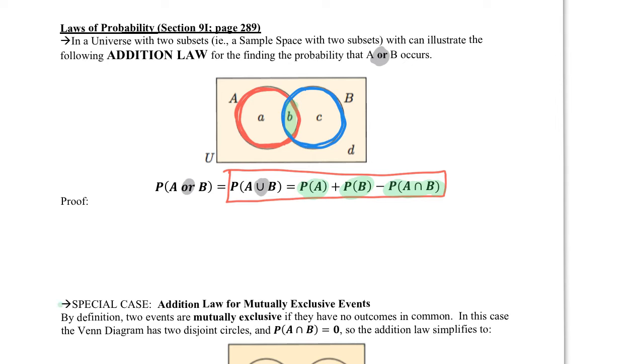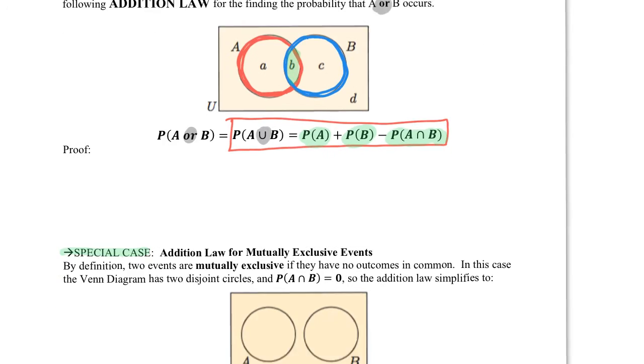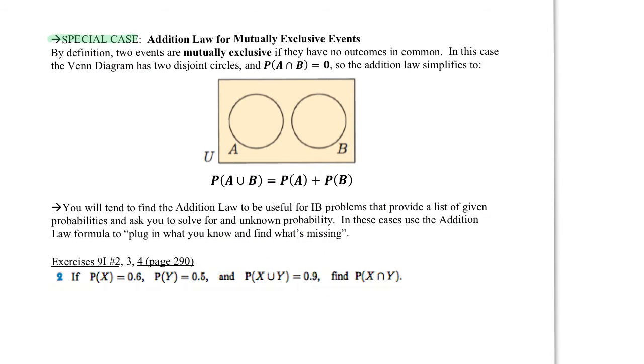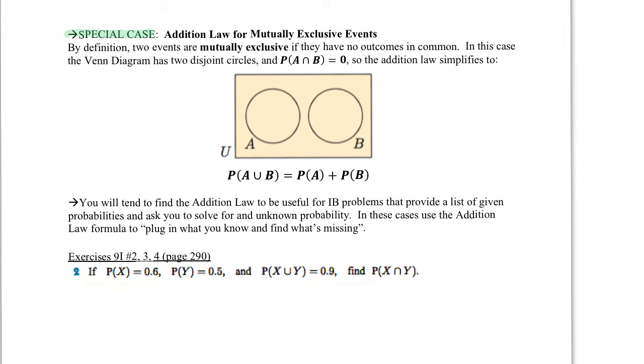Now a special case of the addition rule, following along down here, is the addition law for mutually exclusive events. In mutually exclusive events, you've previously learned that they have no outcomes in common, so the intersection probability, the probability that A and B both occur, equals 0. So in this case, when we add up the probability of event A happening plus the probability of B happening, there's nothing to minus off. So we'll have the special case that the probability of A union B is just found by summing P of A plus P of B.